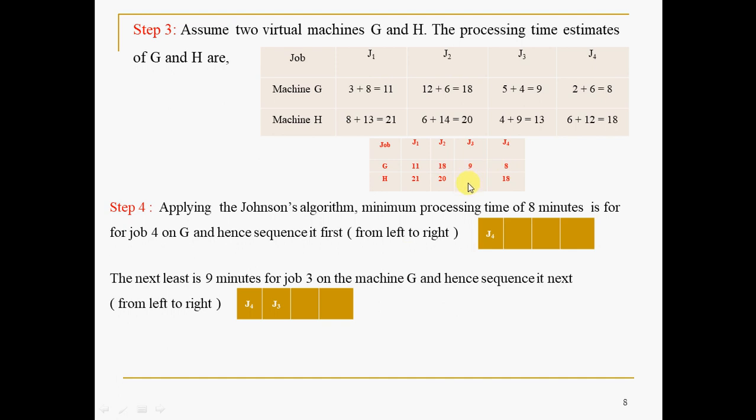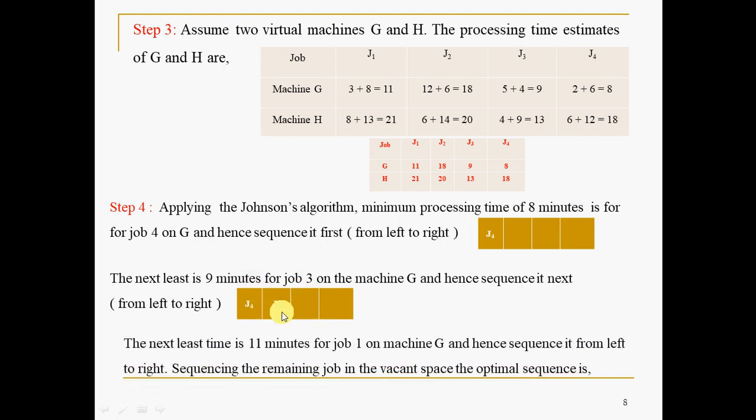So the next least processing time is 11, which corresponds to J1, again on machine 1 or machine G. Hence J1 you have to sequence from left to right, in the sense after these two. You are moving from left to right. So the next least processing time, as discussed, is 11 minutes for job 1 on machine G, and hence sequence it from left to right.